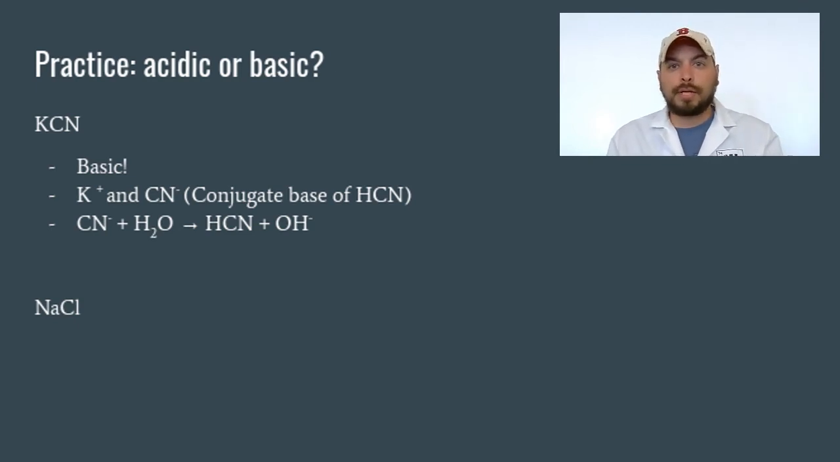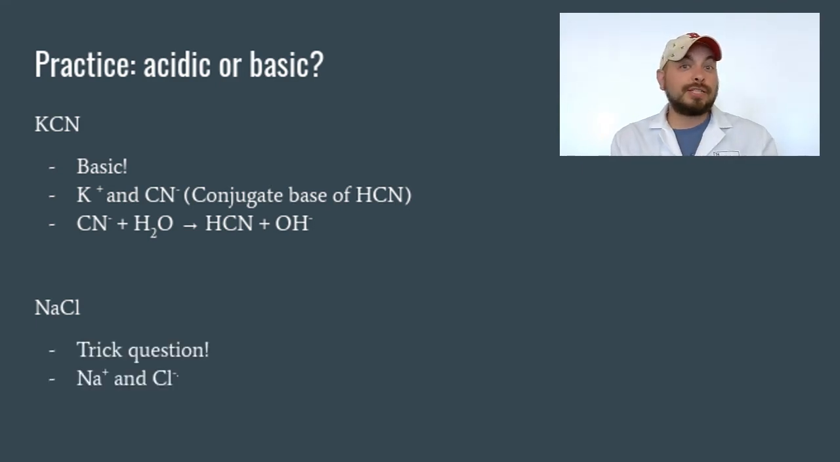So K+ has no effect on the pH. However, CN- would cause the pH to increase above 7. Therefore, this would be considered an alkaline salt because when the CN- interacts with the water, it would strip a hydrogen from the water, creating HCN and OH-. And that OH- is what's going to increase the pH above 7.